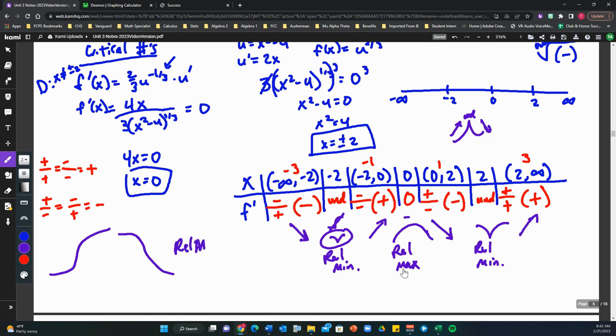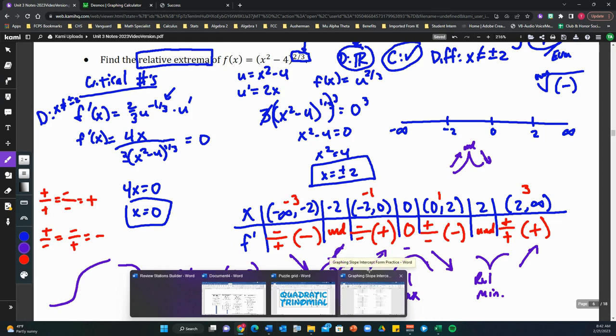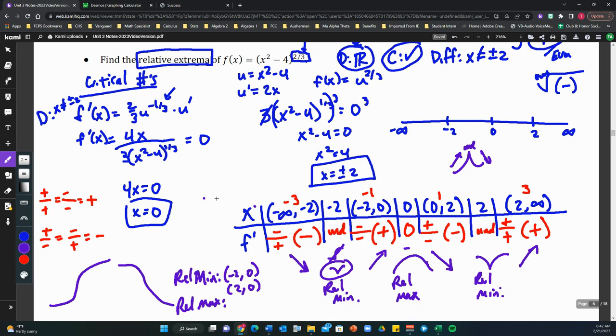So as far as relative minimums go, I know I have one at x equals -2 and x equals +2. Let's find the y coordinates for those. So if I go back, positive or -2 squared is going to give me 4. So both of those are actually going to give me 0 for the y coordinates. That wasn't too bad. And then when I plug 0 in for x, 0 minus 4 is -4. So then we have to do some calculations there with the exponents.